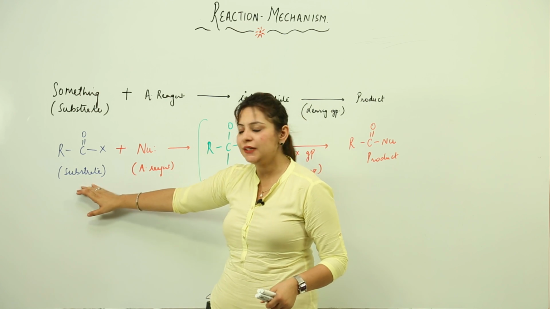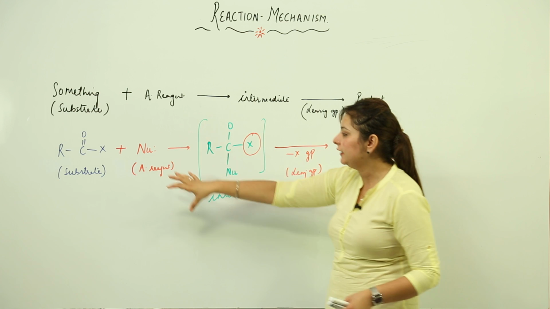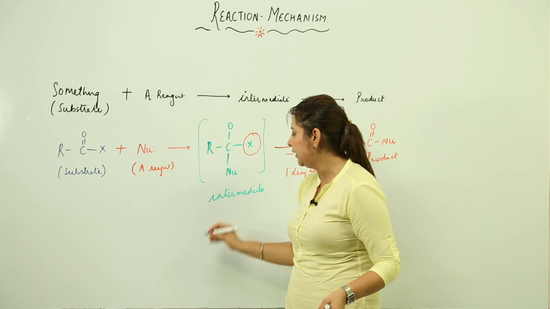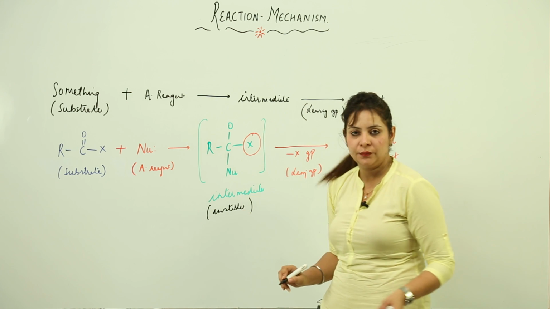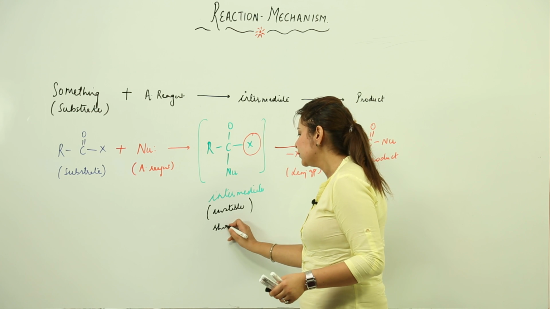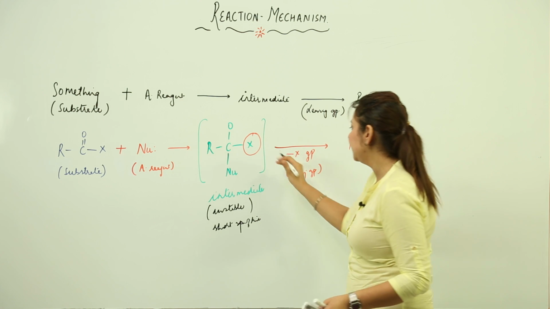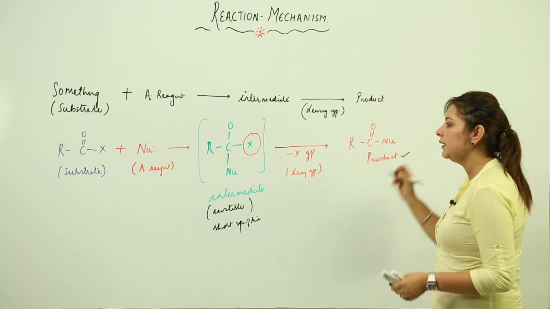We have a substrate, this is being attacked by the attacking reagent, it gets attached and somehow it forms the intermediate. But as far as stability is concerned, this intermediate is actually unstable. It lasts only for a short span of time. Then something always goes off. So this is our leaving group, and as a result we get the product.